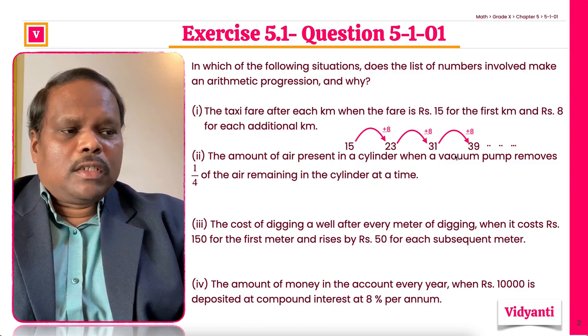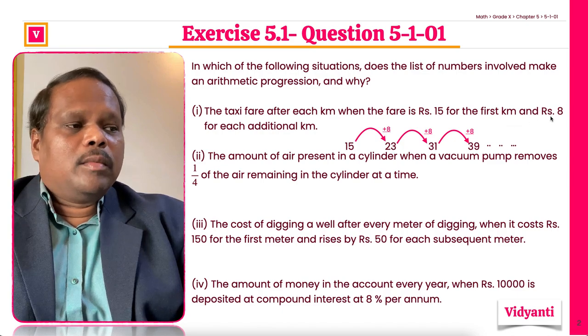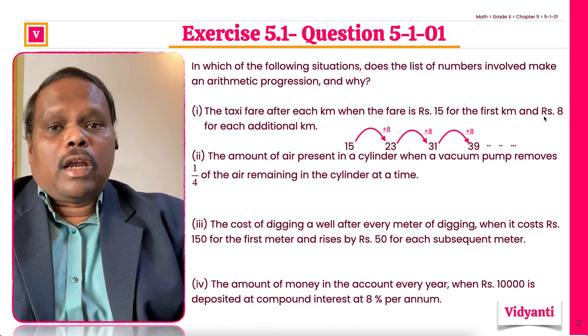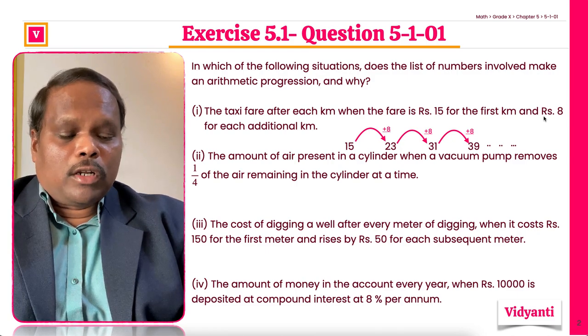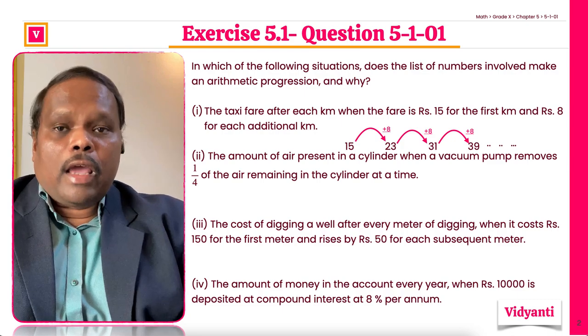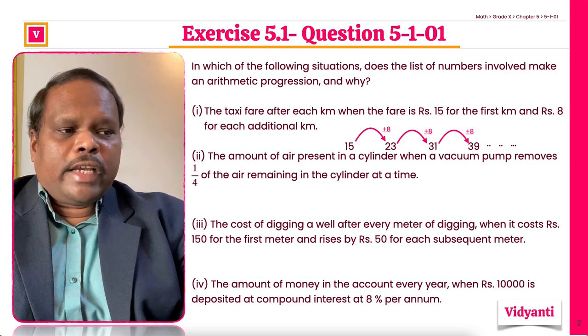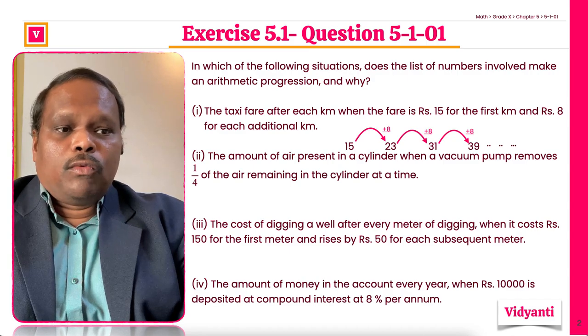So we can pretty much see here the difference between any two successive terms is plus 8, and that represents the additional amount we are paying for an extra 1 kilometer. So yes, this represents an arithmetic progression.